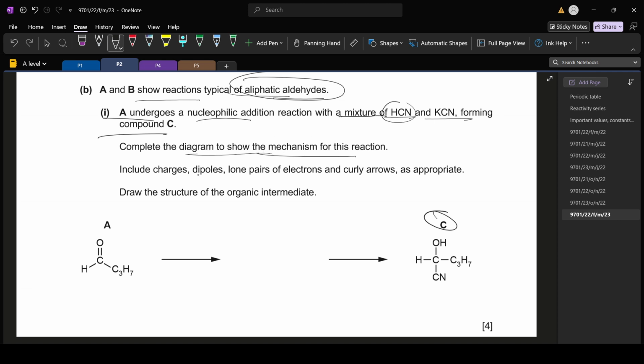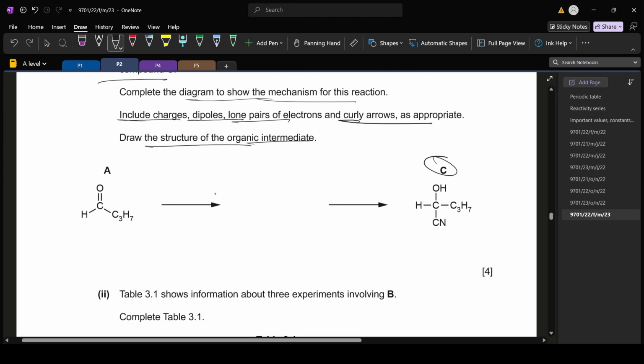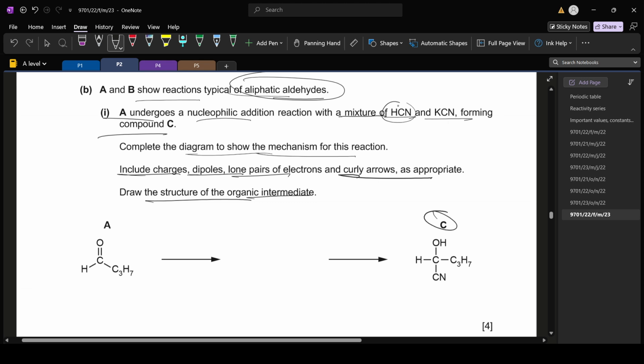This mechanism is very important and very interesting, so you have to remember this. Include charges, dipoles, lone pairs of electrons, and curly arrows as appropriate. Draw the structure of organic intermediates. So firstly, this KCN is actually behaving as a catalyst.